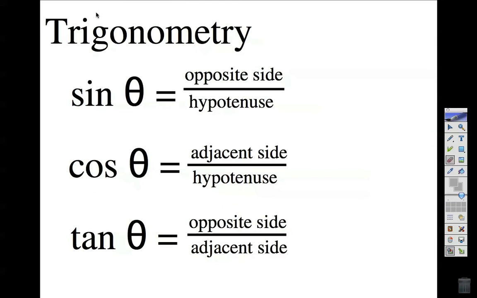All right, let's review three basic trigonometric identities: sine, cosine, tangent. The sine of an angle theta that is not the 90-degree angle is equal to the opposite side of theta over the hypotenuse. The cosine of angle theta equals the adjacent side of theta over the hypotenuse, and the tangent of angle theta is equal to the opposite side over the adjacent side.